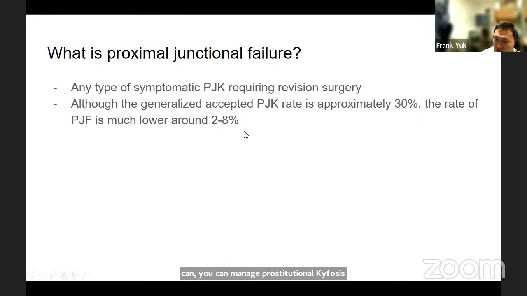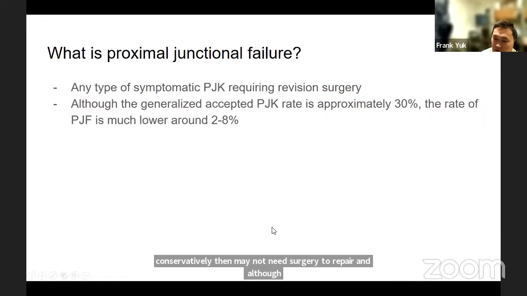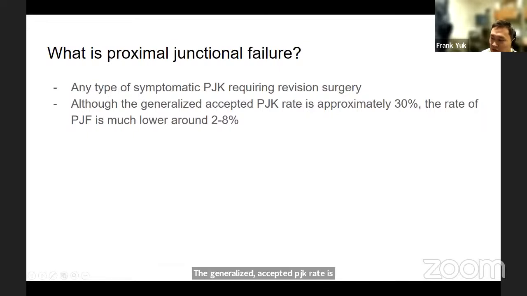Although the generally accepted PJK angle is approximately 30 degrees, whenever anyone asks you about PJK, it's approximately 30 degrees. The rate of PJ failure is much lower, around 2 to 8 degrees. So, meaning that not every PJK requires surgery to repair it.